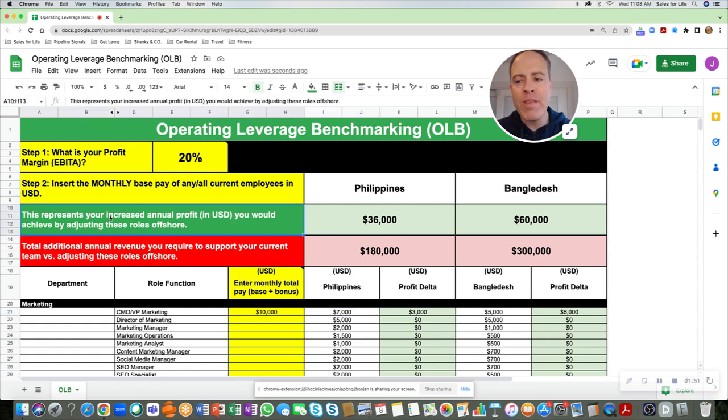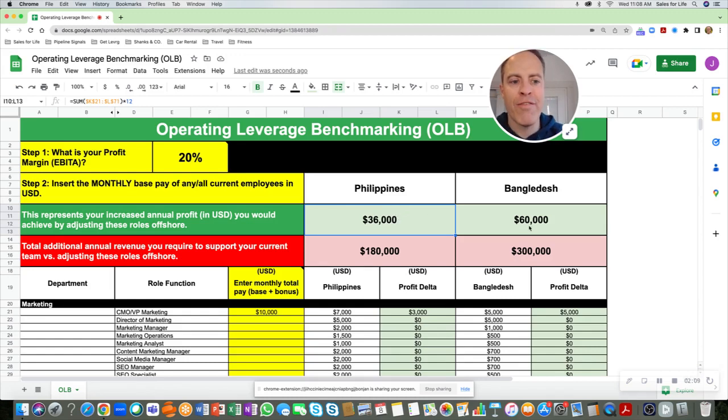Number one, it's showing you what this represents in increasing the amount of profit. So as an example, if you moved your CMO role to the Philippines, your profit change over 12 months would be $36,000. If you were to move that to Bangladesh, that could be upwards of $60,000 in extra profit. So for every role that you fill in, as you can start to see, your profitability starts to skyrocket.